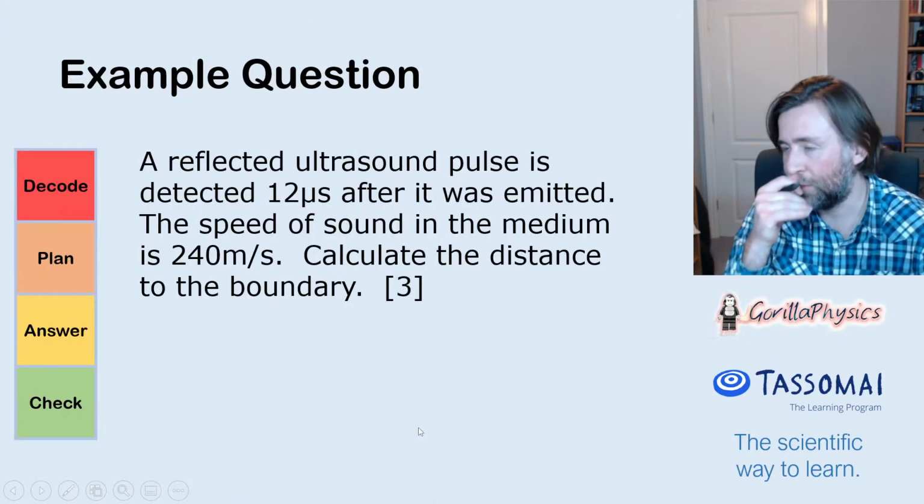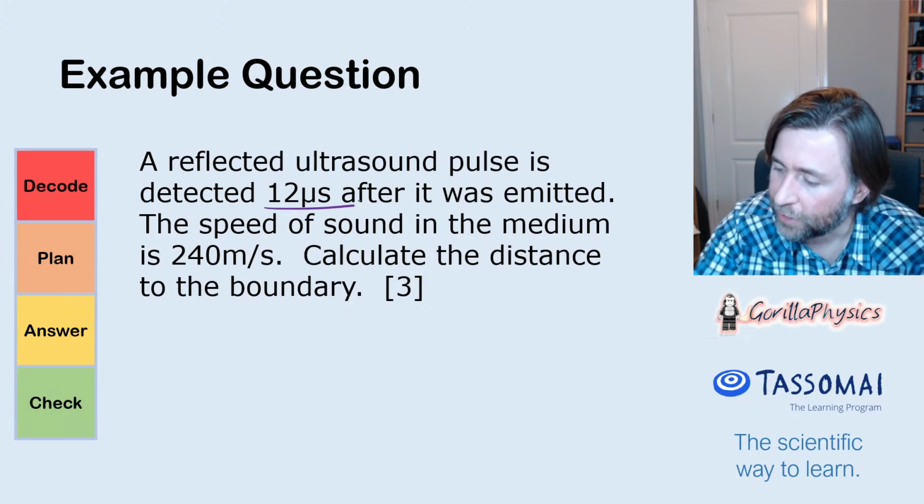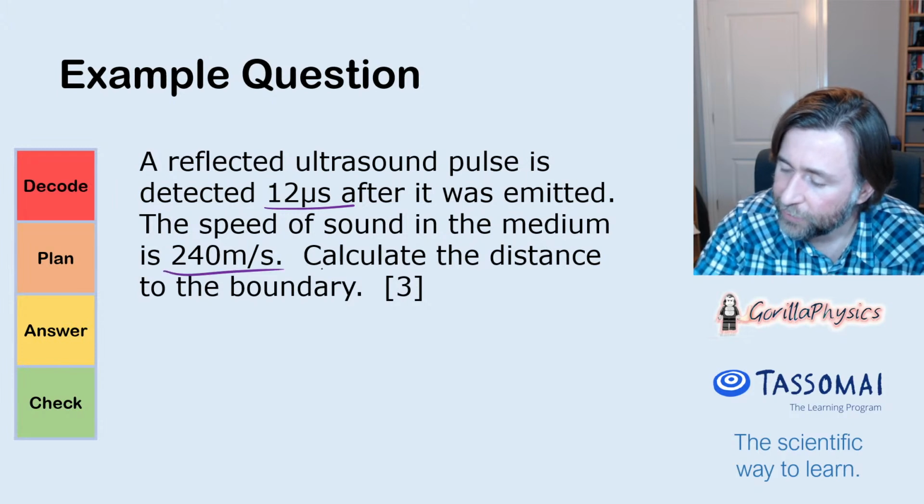So here's an example question. A reflected ultrasound pulse is detected 12 microseconds after it was emitted. The speed of sound in the medium is this. Calculate the distance to the boundary.